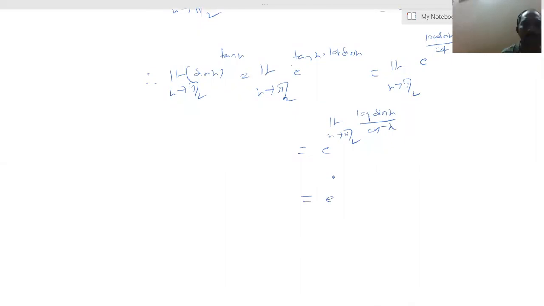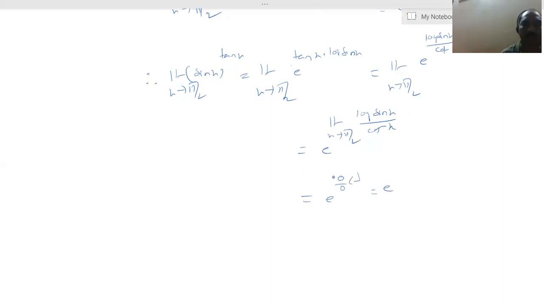pi by 2, log sin pi by 2. Sin pi by 2 is 1, log 1 means 0. Cot pi by 2, cot means cos by sin. Cos pi by 2 is 0, sin pi by 2 is 1. 0 by 1 means 0. So it is 0 by 0 form. So apply the L'Hospital rule.